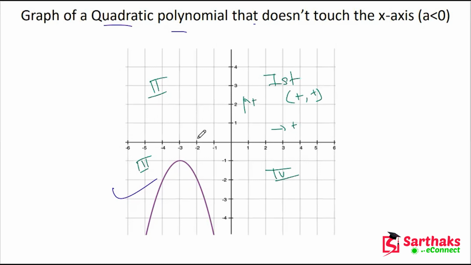In the second quadrant, the x-axis is negative and the y-axis is positive, so the coordinates are negative, positive. Now, in the third quadrant, the x-axis is negative and the y-axis is also negative. In the fourth quadrant, the x-axis is positive but the y-axis is negative. So we can write the coordinates like this. I hope you get this point.